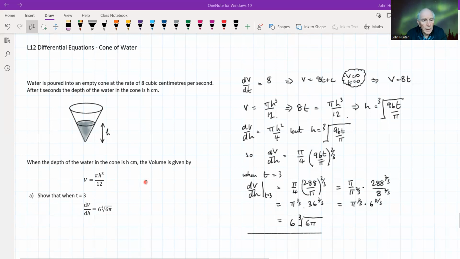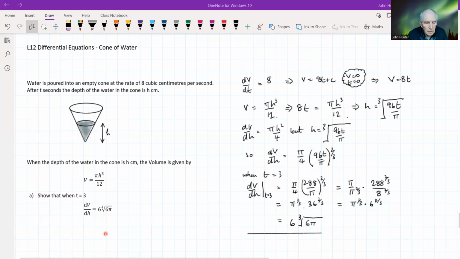Okay, so then the question is, show that when t equals 3, dV/dh equals this weird thing here, 6 times the cube root of 6 pi. Right. Okay, so how are we going to do this? We're looking at this question here, dV/dh. Show that when t equals 3, dV/dh equals this number here.